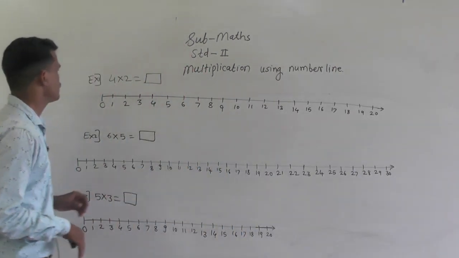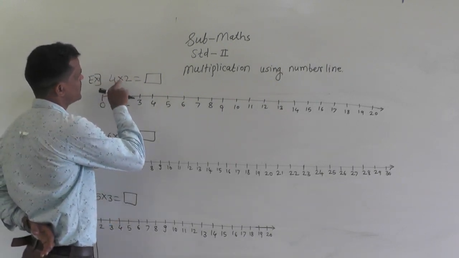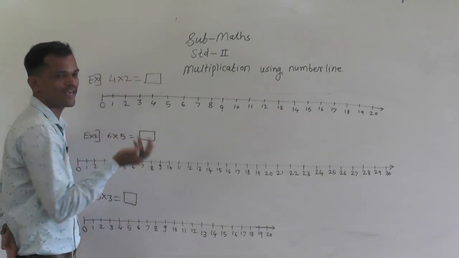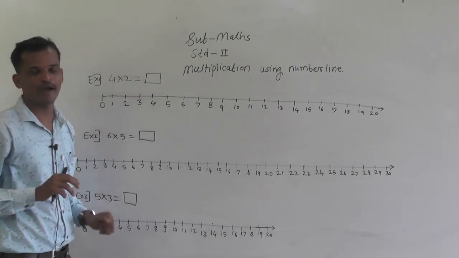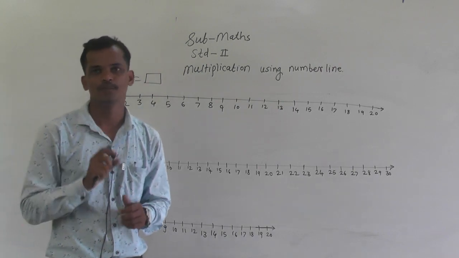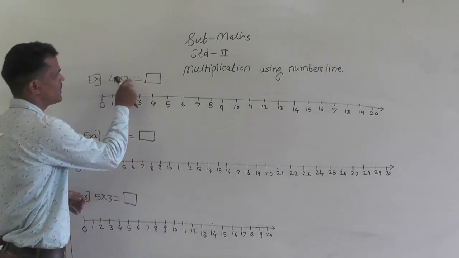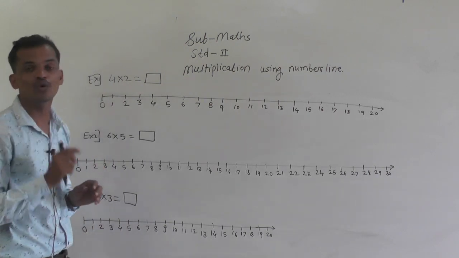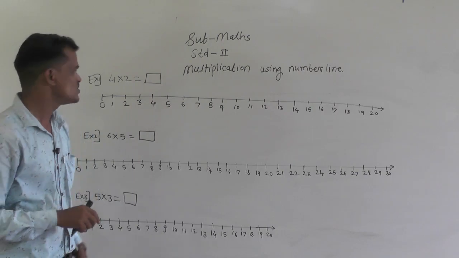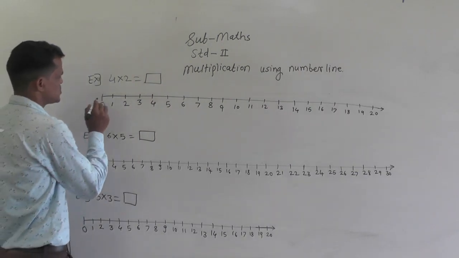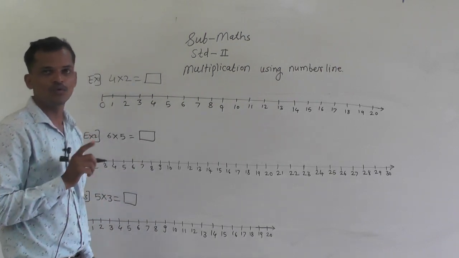See, this is the multiplication fact: 4 multiply by 2, or we can say 4 into 2, and we have to find out the product. What to do? What is the meaning of 4 multiply by 2? Here you have to add 2 four times. So start from 0 and add 2 four times.